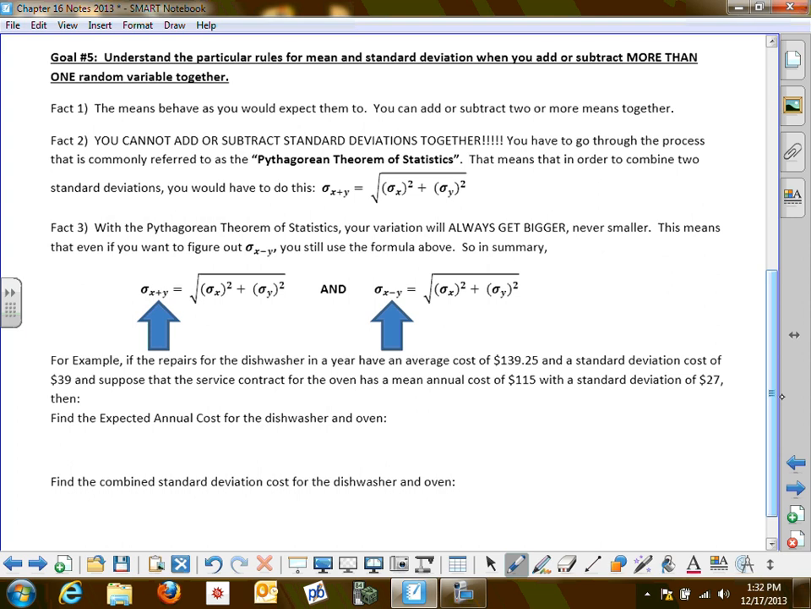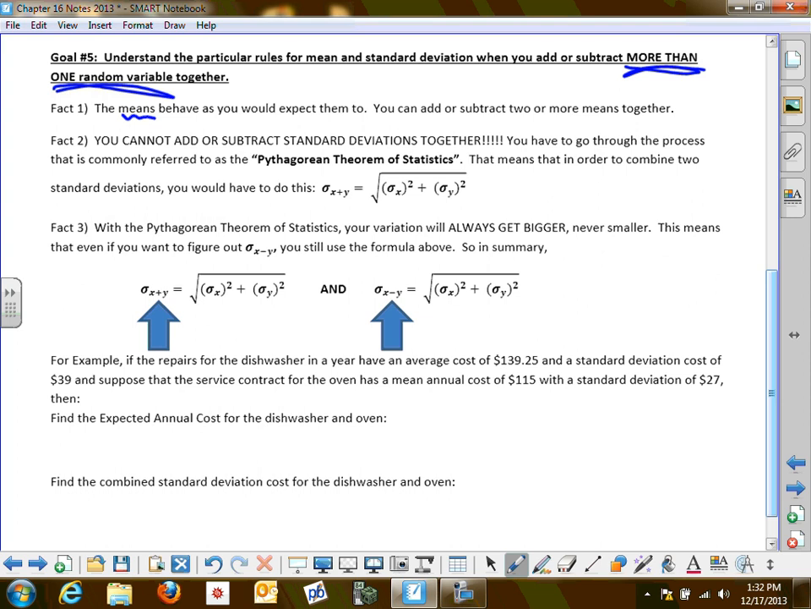Okay? And within what standard deviation? That's what's next. So here we go. We are adding and subtracting more than one variable. So, fact number 1. It's nice, it's good. But guess what? The means do what you'd expect them to do.